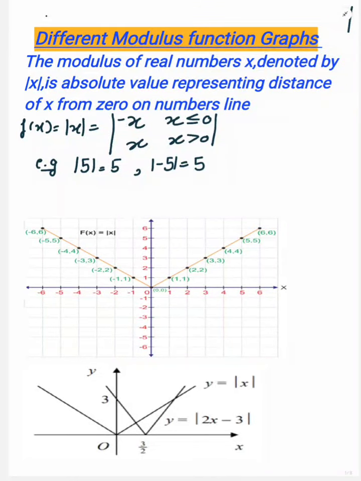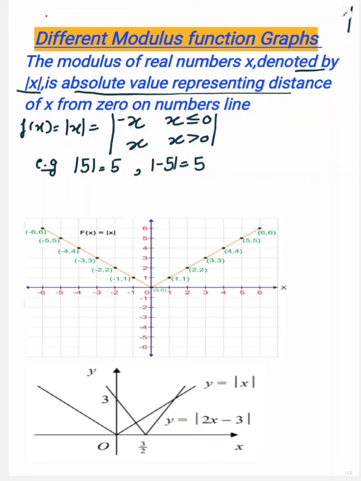In this video, we are going to understand what is meant by modulus function and why modulus function always gives the positive value. So let us understand the modulus of a real number x. We have modulus for real numbers as well as for complex numbers. Modulus for a real number x, denoted by mod of x, is the absolute value.